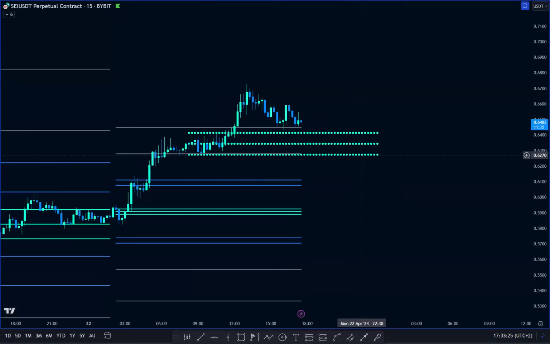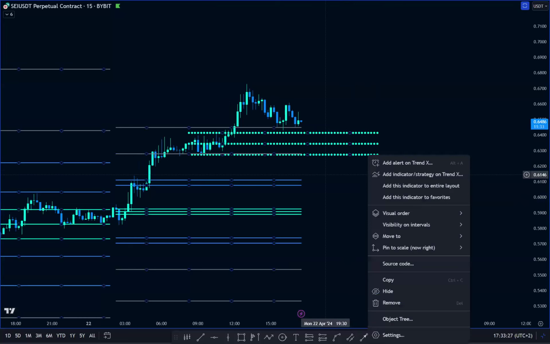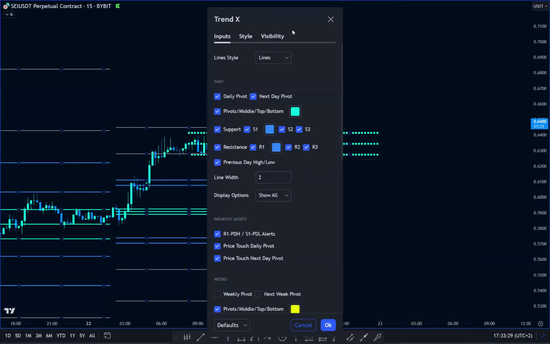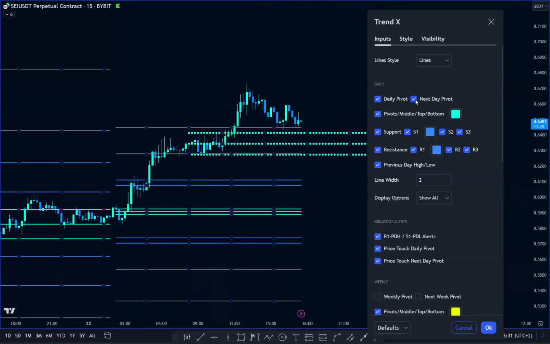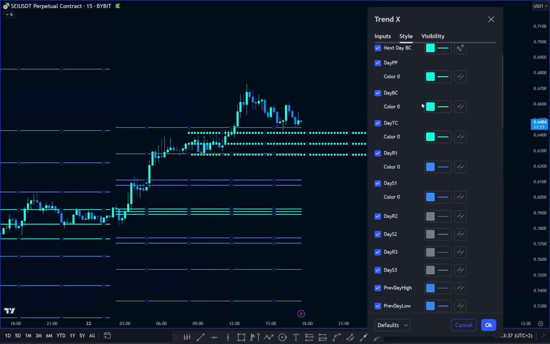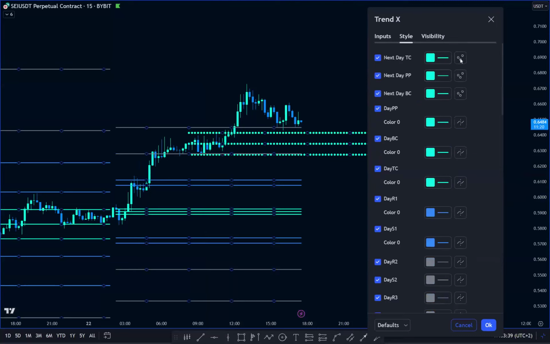So all you've got to do is open the settings of TrendX and you can turn it on over here. You can just turn on next day pivot and you can turn it off, and you see it's got some dots on it. If you want to change it to not have the dots on it, you can just come over into the style section and select line, and then it will turn it into straight lines.